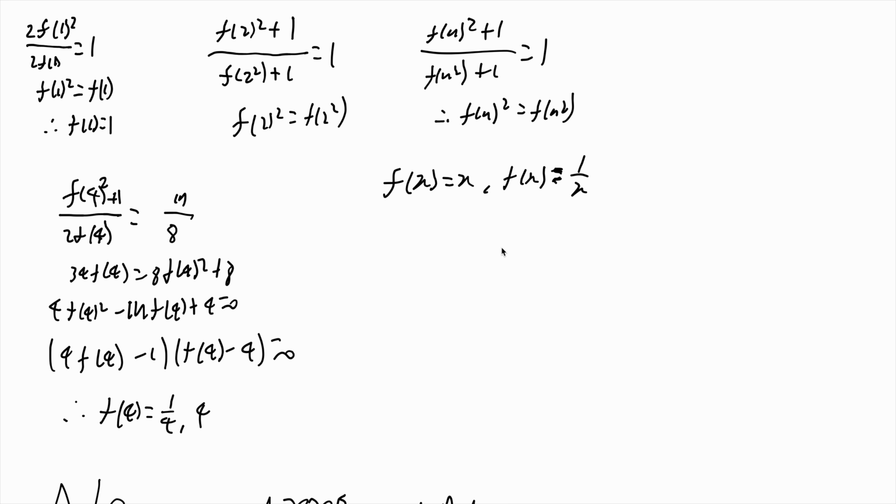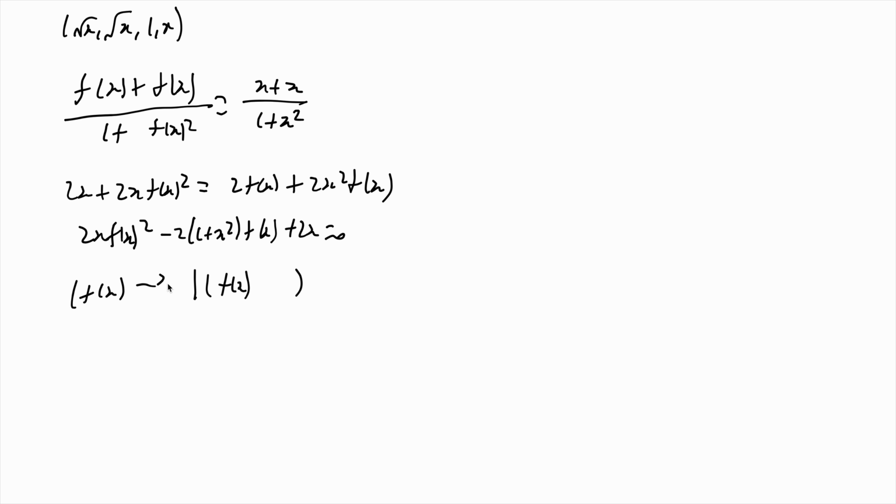Let me cheat because we know that these are the solutions. Just divide 2 on both sides. Oh, we actually need to do it like this. That way, we get everything. So therefore, f of x equals x or f of x equals 1 over x.